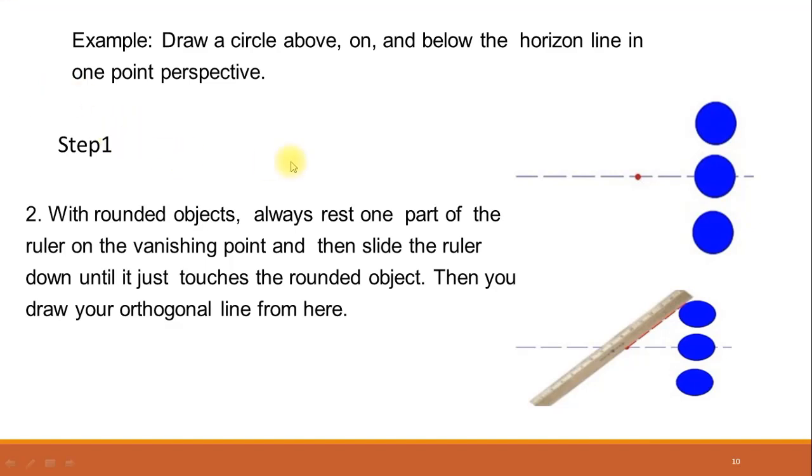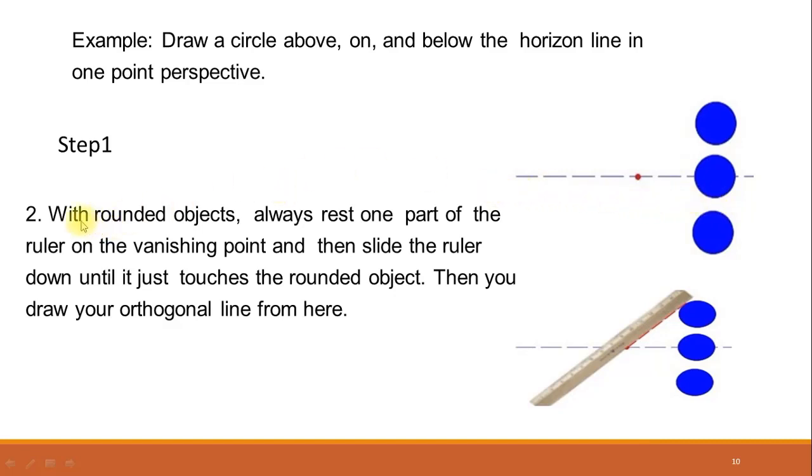You can do the same as we discussed in the previous slides. First of all, draw a horizontal line on the paper, and then mark a point on the horizontal line at the middle of this horizontal line, and then draw 3 circles with the same radius, one above the horizontal line, one on the horizontal line, and the third below the horizontal line.